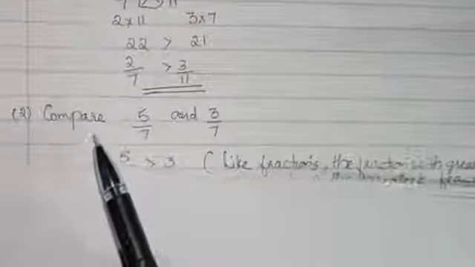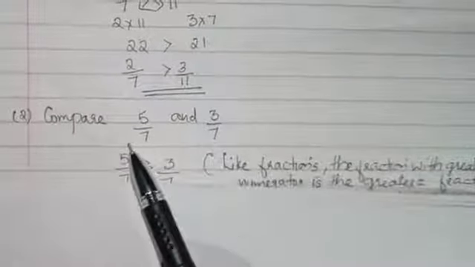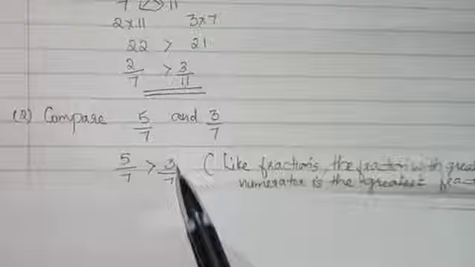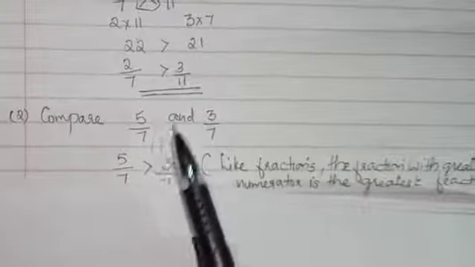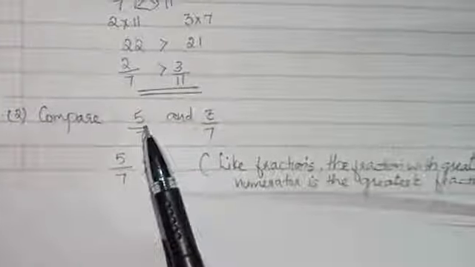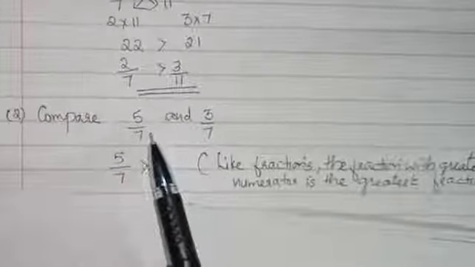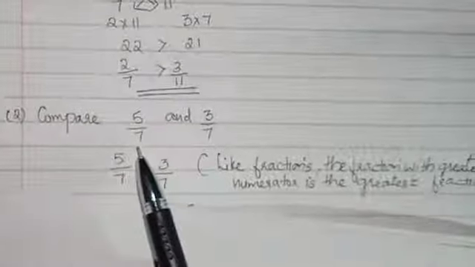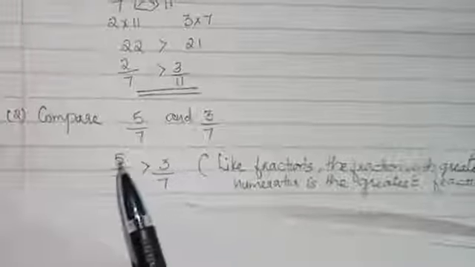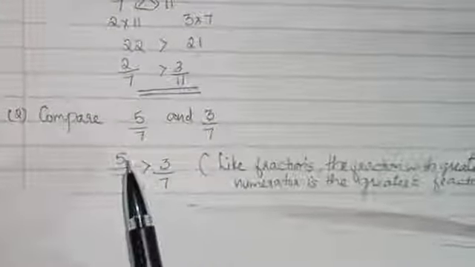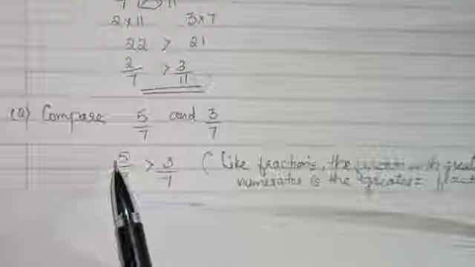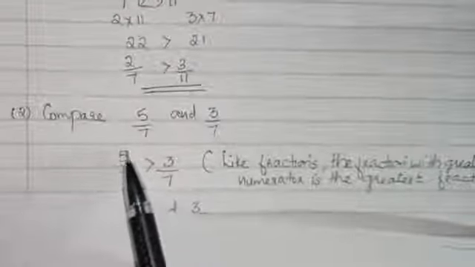Next, comparison of like fractions. 5 by 7 and 3 by 7. 5 by 7 is greater than 3 by 7. Why? When comparing like fractions, the denominators are the same, so the fraction with the greater numerator is the greatest fraction. Comparing 5 and 3, 5 is greater than 3. So 5 by 7 is greater.